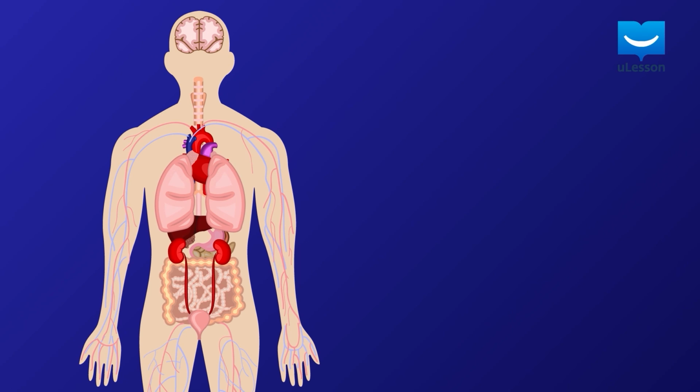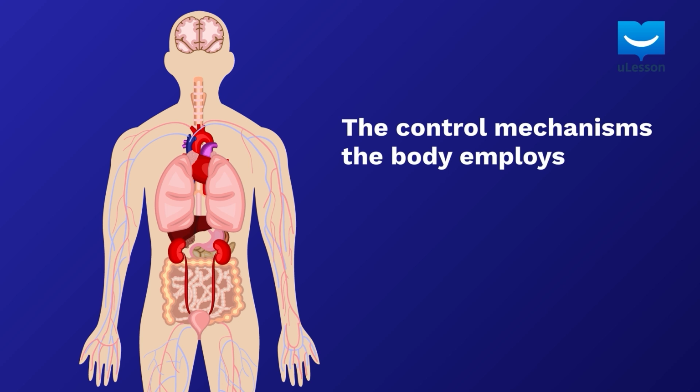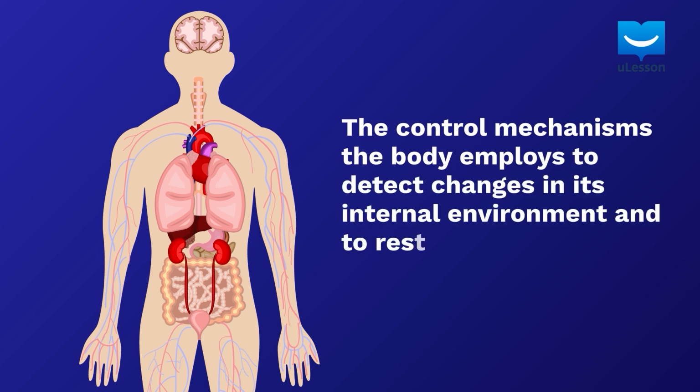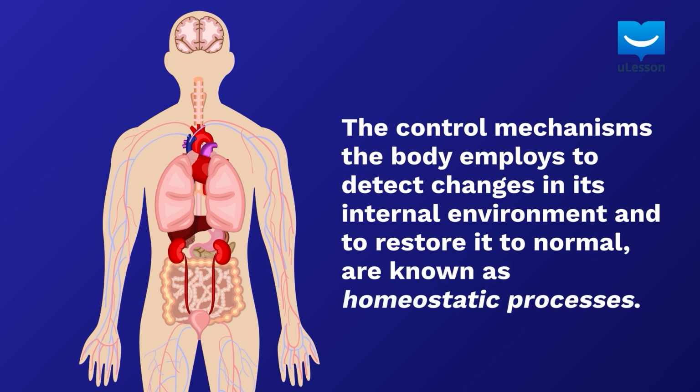The human body has different control mechanisms that are used to restore the internal environment to its normal state whenever a change occurs. These control mechanisms the body employs to detect changes in its internal environment and to restore it to normal are known as homeostatic processes.